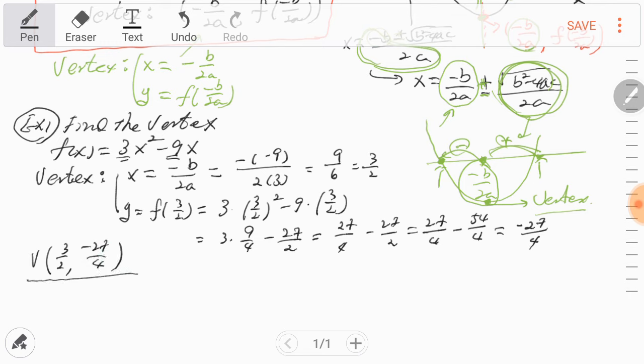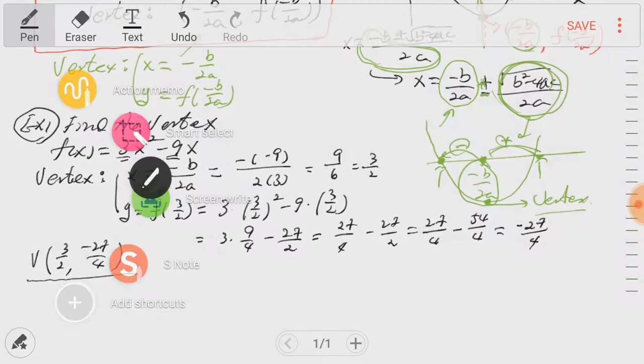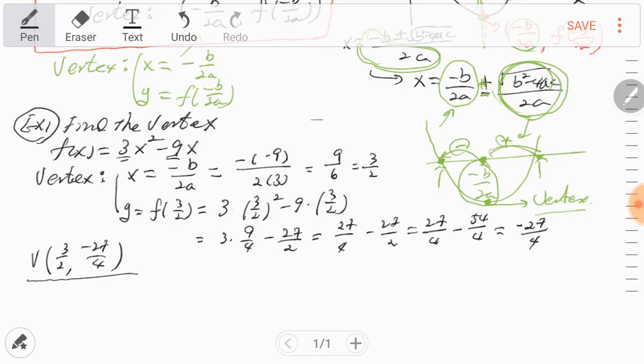That's the vertex. So if you graph it, then what? Since we know the vertex and the leading coefficient is positive, let me write the vertex. The vertex is 3 halves, which is 1.5, and then negative 27 over 4. So let's say this is negative 27 over 4. Then this is the vertex.